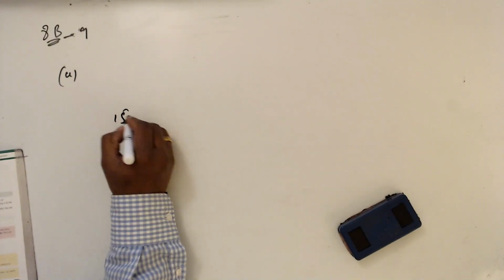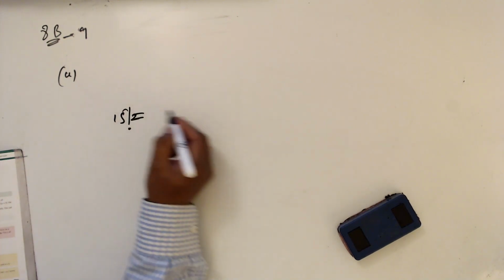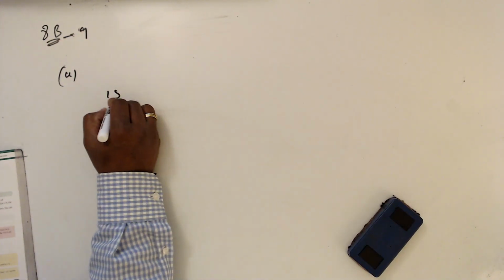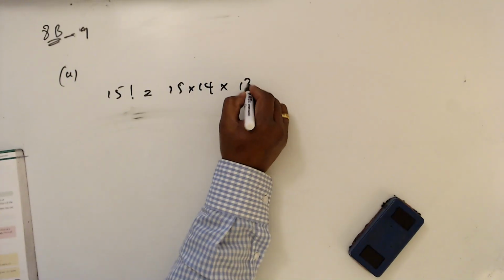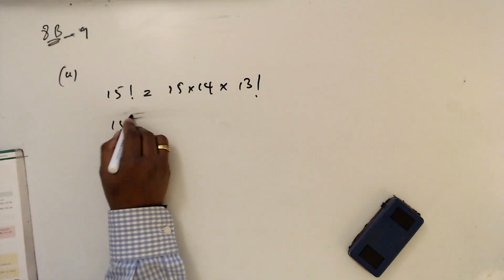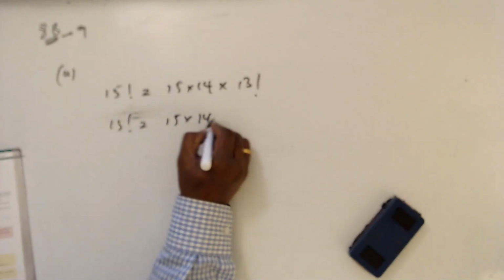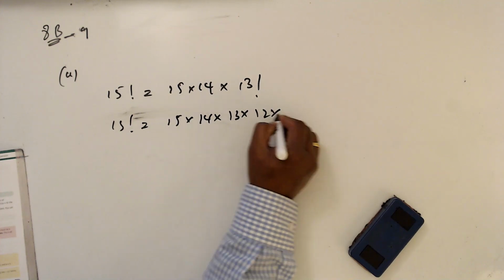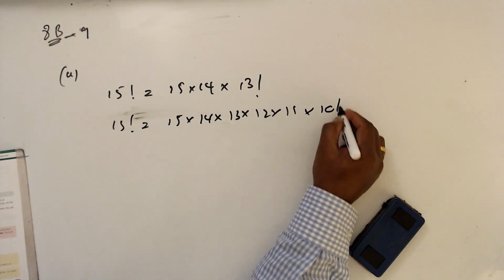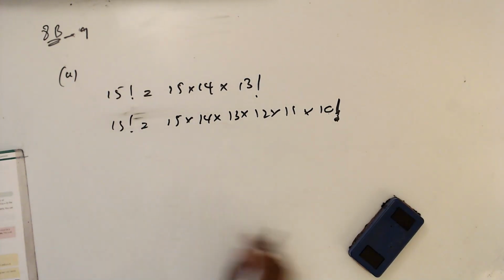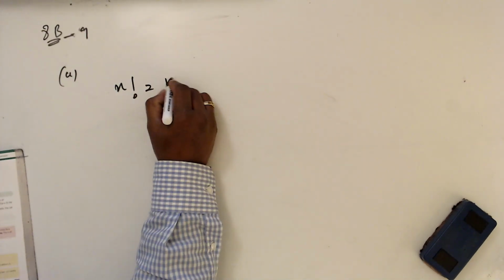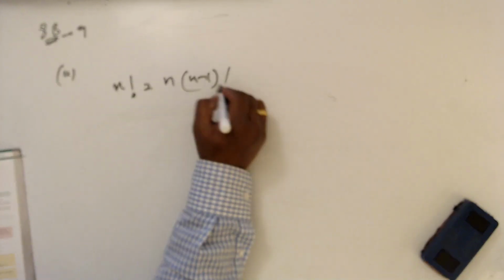Likewise, I can write factorial 15 as 15 times 14 times factorial 13. For factorial 15 I can write 15 times 14 times 13 times 12 times 11 times factorial 10. I don't write the other 10, 9, 8, 7. I simply write factorial 10. So likewise I can write factorial n as n times factorial n minus 1.